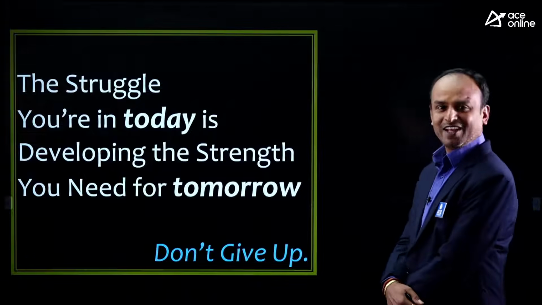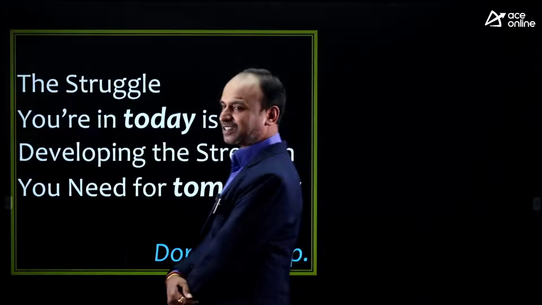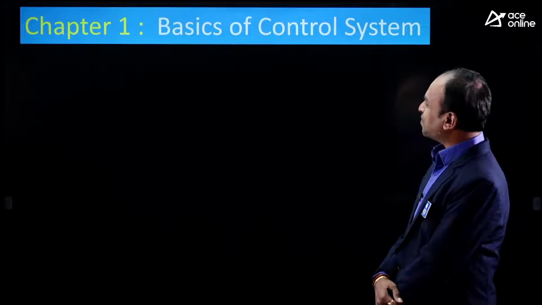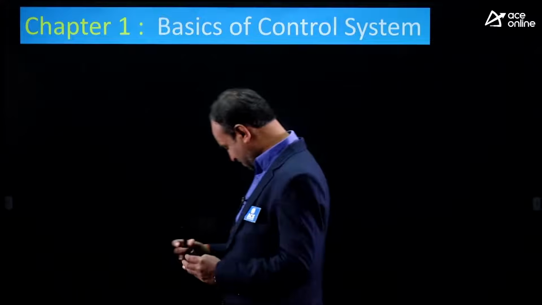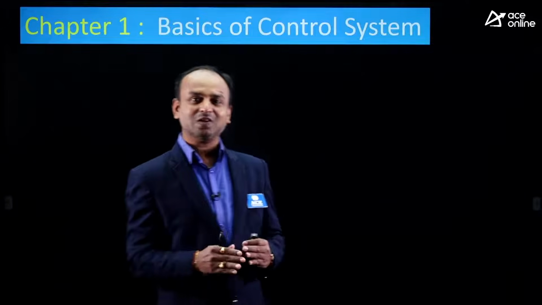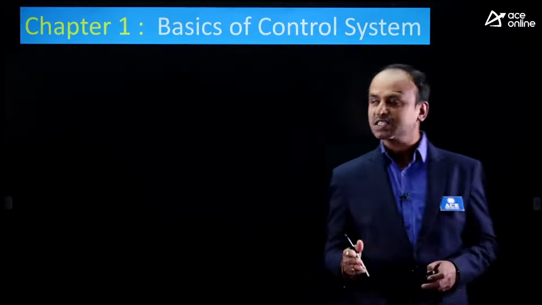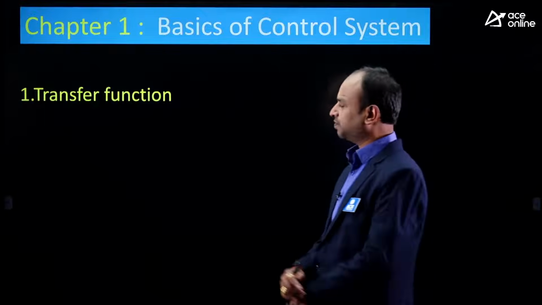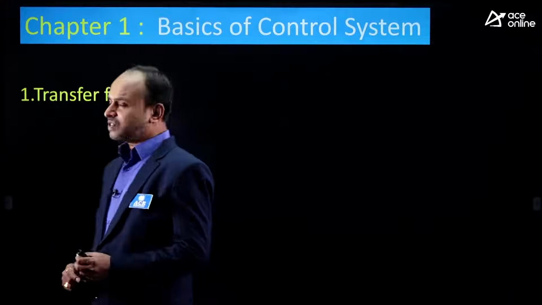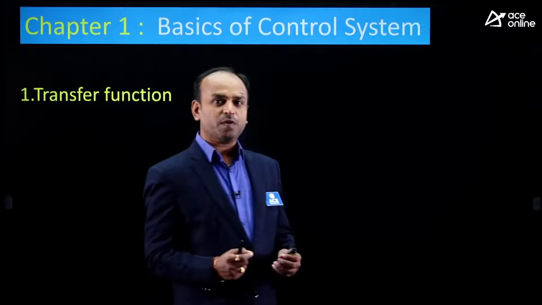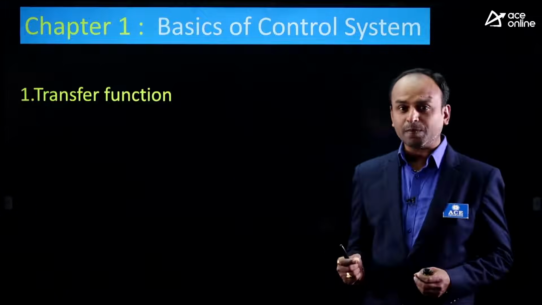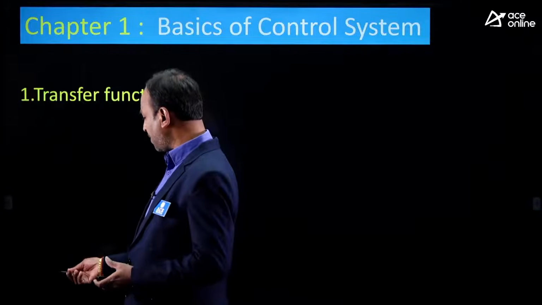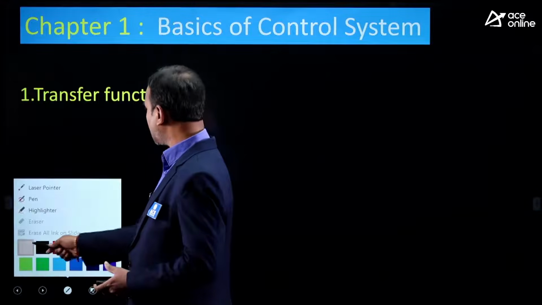Now with this, I'm going to start our control system syllabus. First, basics of control system. In the state level exam, what questions do they ask? Mainly the first one is transfer function. The transfer function is nothing but the Laplace transform of output upon the Laplace transform of input. I am going to write this formula here. What is the formula for transfer function?